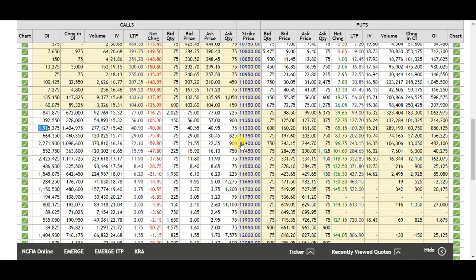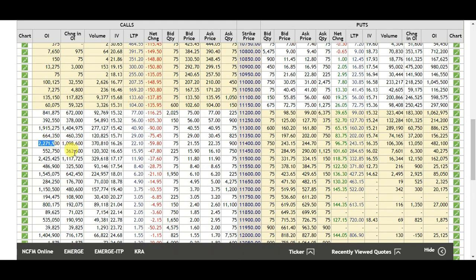Now, if we see further up at 11,400, we can see the change in open interest is almost 10 lakh contracts, and the cumulative open interest is almost 22 lakh contracts. This is again a very big number of contracts. So 11,400 is going to be our second strong resistance for the 6th of October.